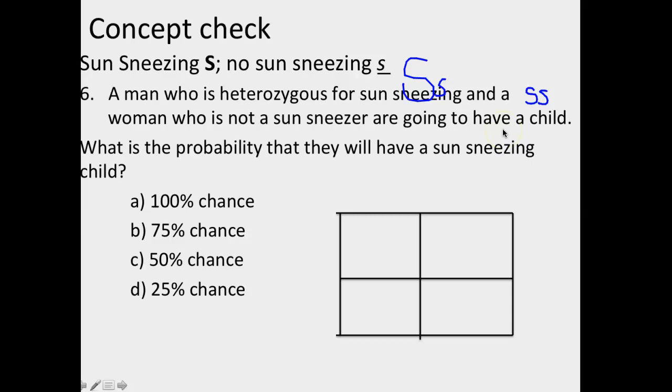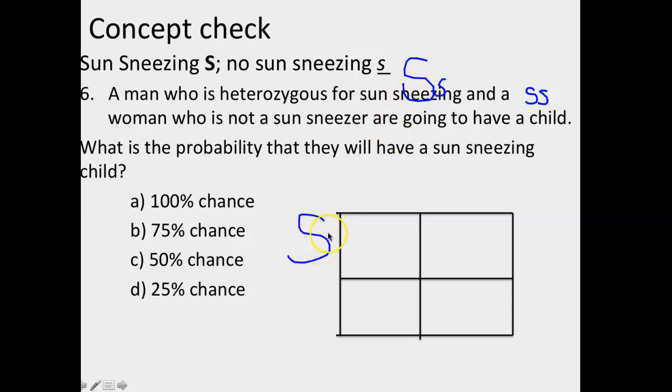They're going to have a child. What's the probability of them having a sun sneezing child? So you put the genotypes of one parent on one side and the genotypes of the other parent on the other side. But what this is really representing, when you put a big S here, that's representing this. Remember that the big S is an allele on a chromosome, right? So this chromosome went to one gamete.